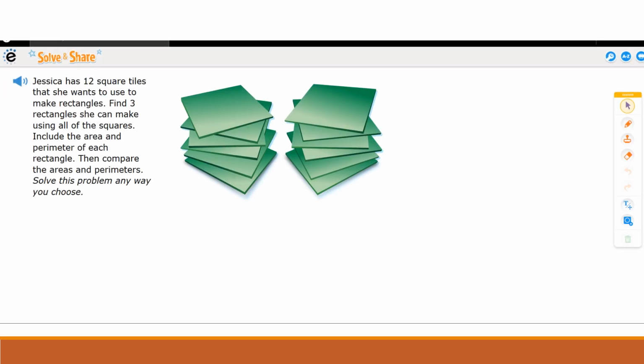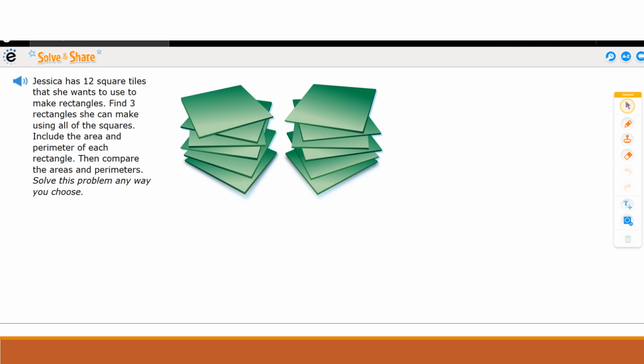The solve and share says, Jessica has 12 square tiles that she wants to use to make rectangles. Find 3 rectangles she can make using all of the squares. Include the area and perimeter of each rectangle. Then compare the areas and perimeters. Solve this problem any way you choose.